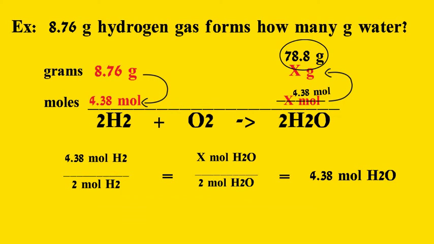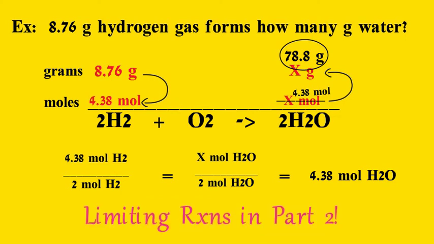This is the easy way. Now, for the next one, we're going to look at limiting reactants.